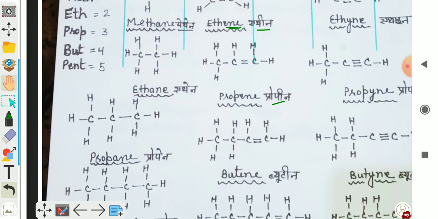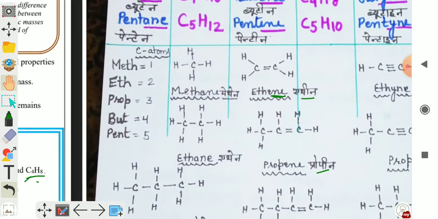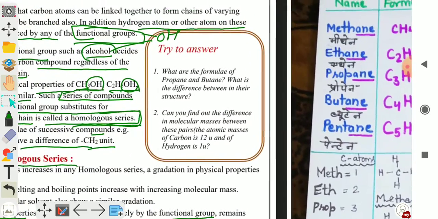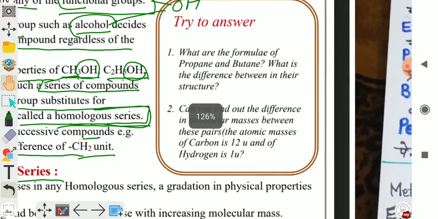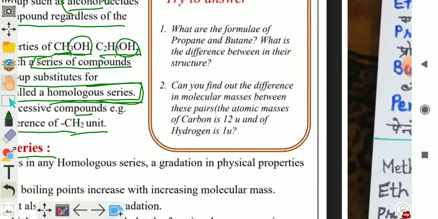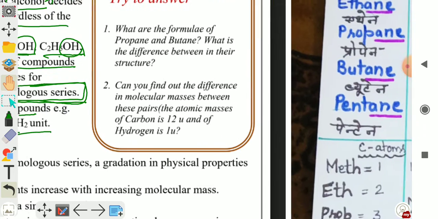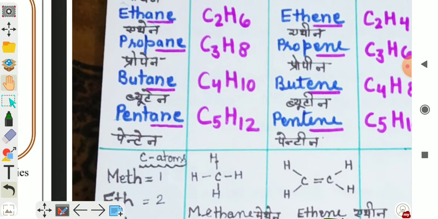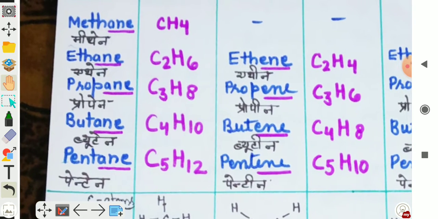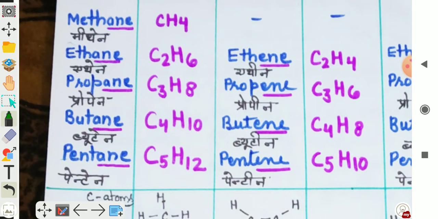Now we will discuss question answer. Try to answer: what are the formulas of propane and butane? You can write the formula by looking into the table. Formula of propane is C3H8, butane is C4H10. Also structural formula is given to you.